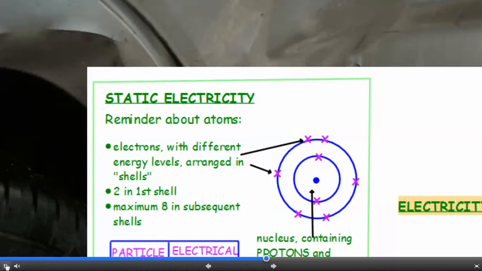Static electricity. Now this is a good time to remind ourselves about the structure of atoms. If you remember, we have electrons which have different energy levels arranged in shells or orbits around the nucleus. You've got 2 in the first shell and a maximum of 8 in any subsequent shell. And remember, in the nucleus we've got protons and neutrons.